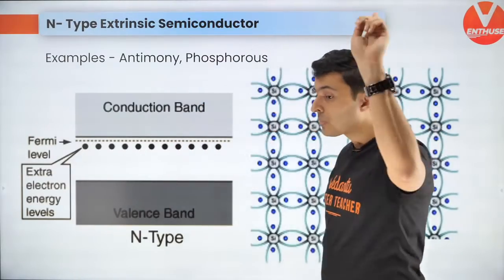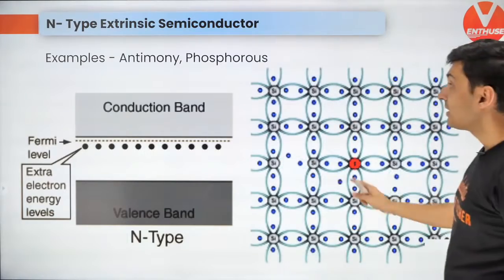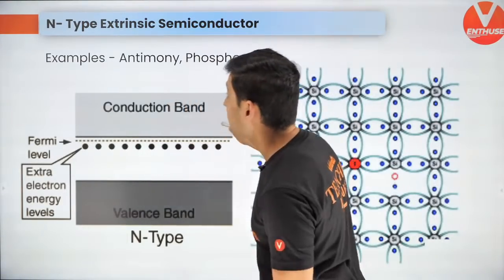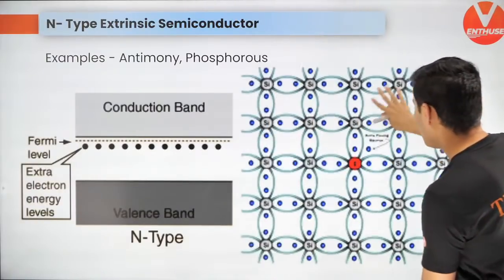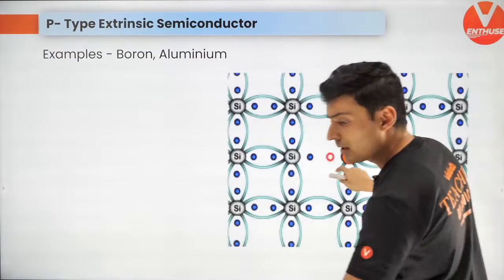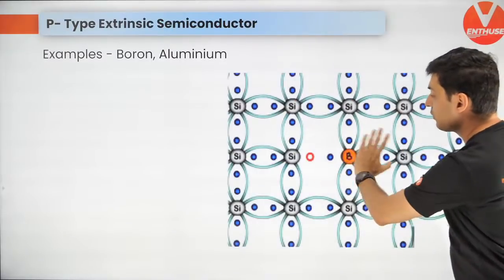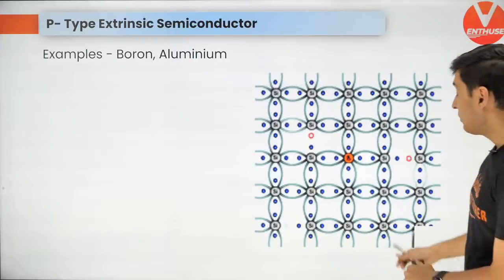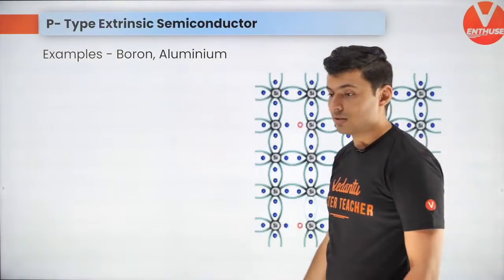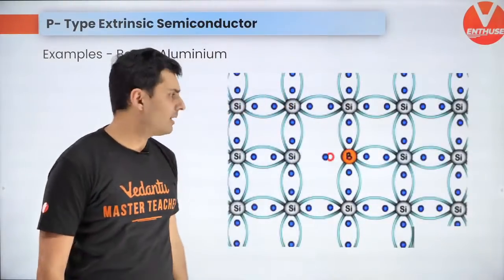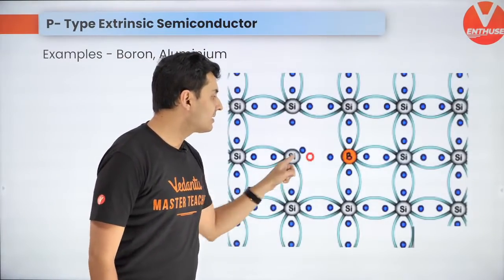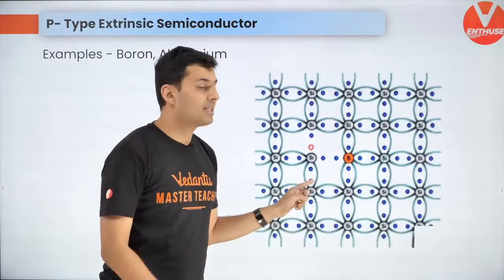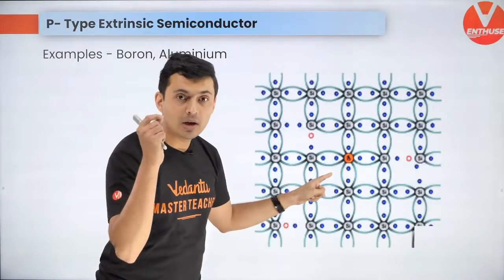Now, the next thing after N type is P type. Imagine instead of all the silicon atoms there, you replace one or a few of the silicon atoms with an atom like boron, which has fewer number of electrons. Because it has fewer number of electrons, there will be one bond which is less. If there is one bond which is less, what will it create? It will create a hole.